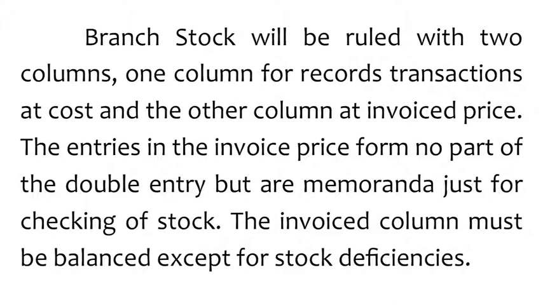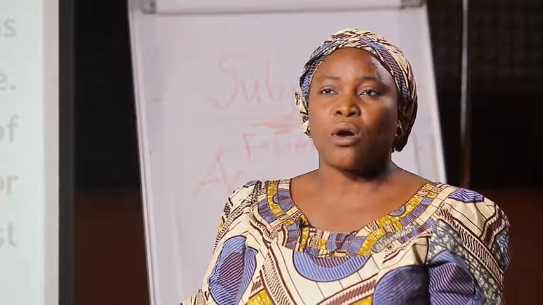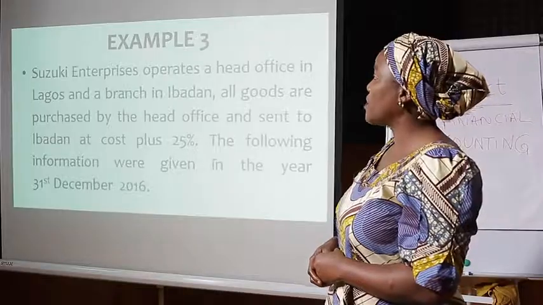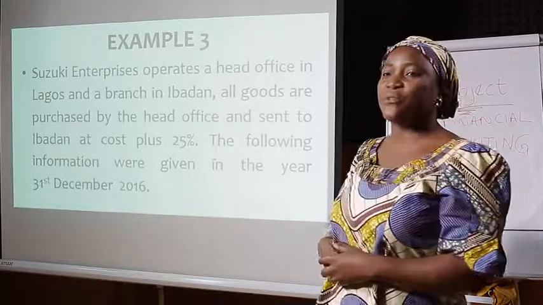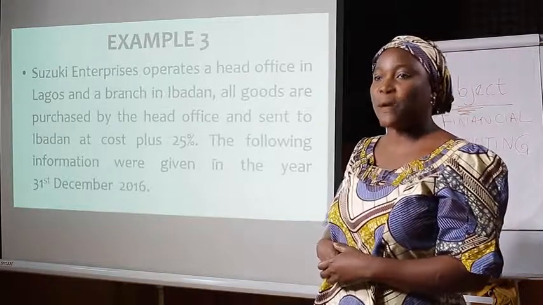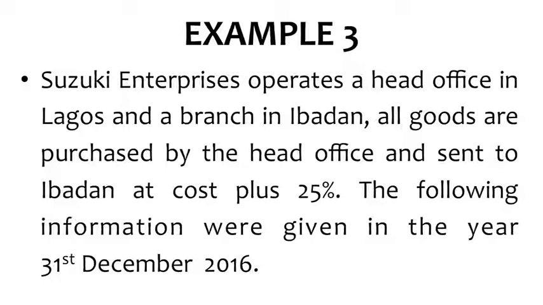The invoice column must be balanced, except where we have stock deficiency. What do you mean by deficiency? When goods are stolen, when goods are still in transit, and when there is no proper accountability of goods. Now, we are going to take example 3 on the cost plus a percentage method. Suzuki Enterprises operates a head office in Lagos and a branch in Ibadan.